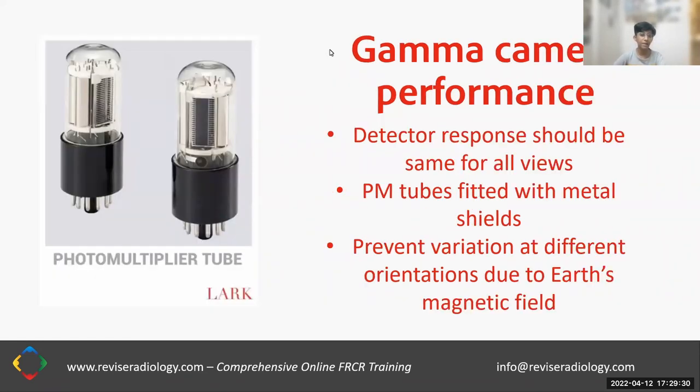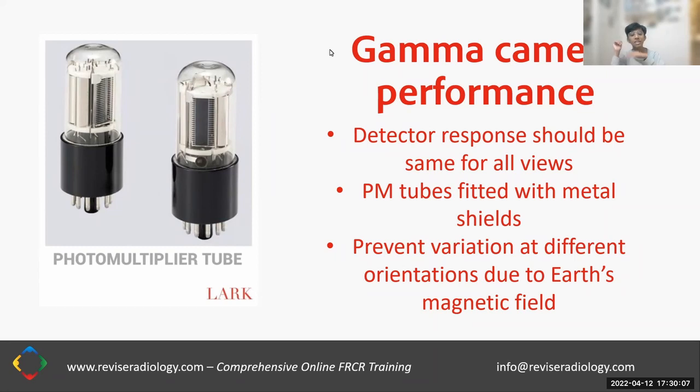Some other important features for the gamma camera performance: since the camera is moving in multiple directions, you're getting multiple views of the same objects. So the detector must have the same response at all views. Otherwise, you'll get artifacts, because the computer programs assume that the detectors are all looking at the object in the same way, with no difference in the detector response. So that's one important thing to know.